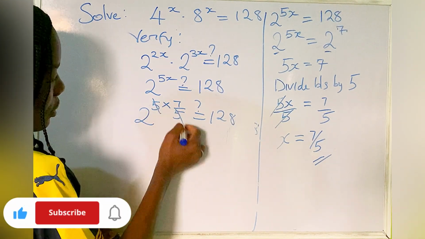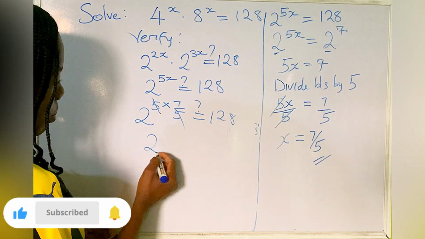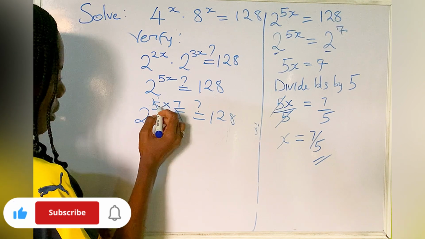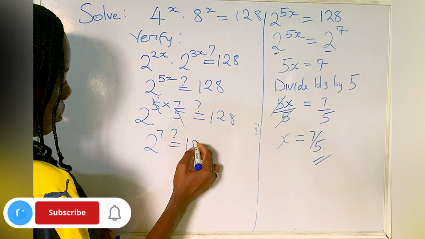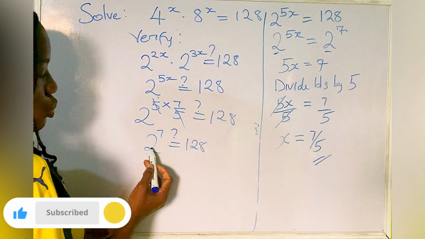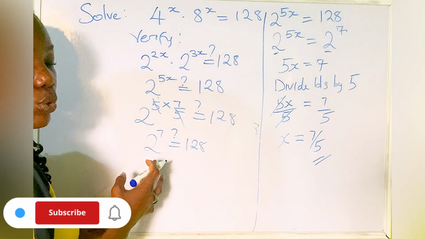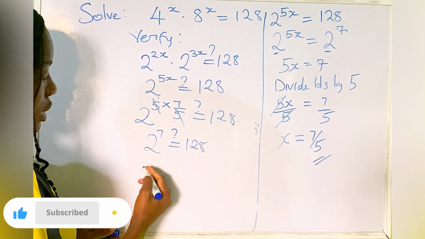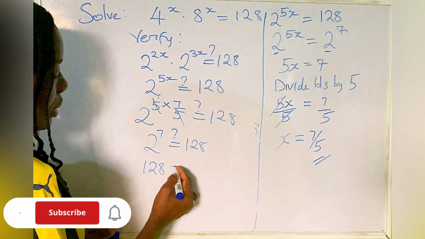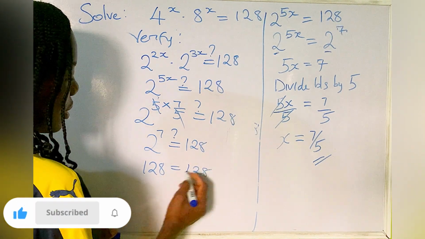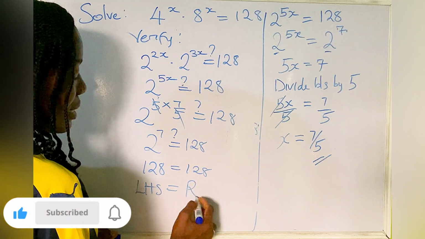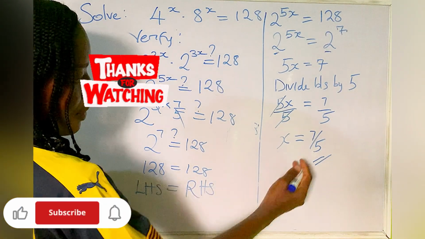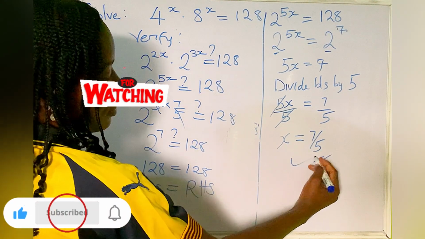So 5 can cancel 5. So we see that 2 to the power of 1 times 7 is 7. Is it equal to 128? And when you do 2 multiplied by 2, 7 times, it's going to give you 128, and that is equal to 128. Therefore, our left hand side is the same thing as our right hand side. Our value for x, 7 over 5, is correct.